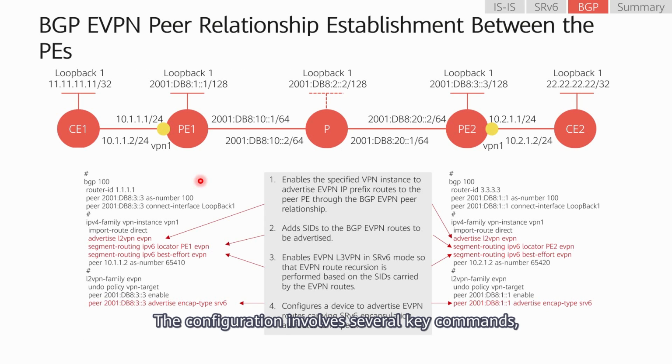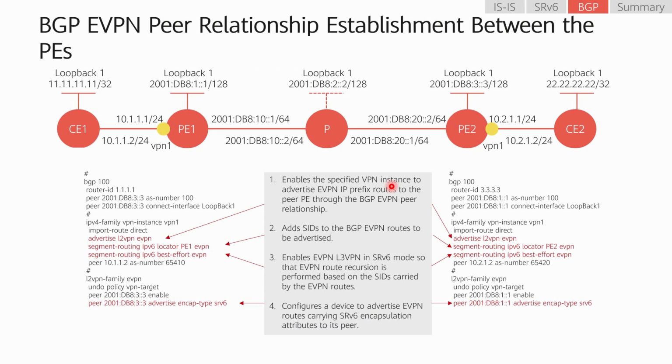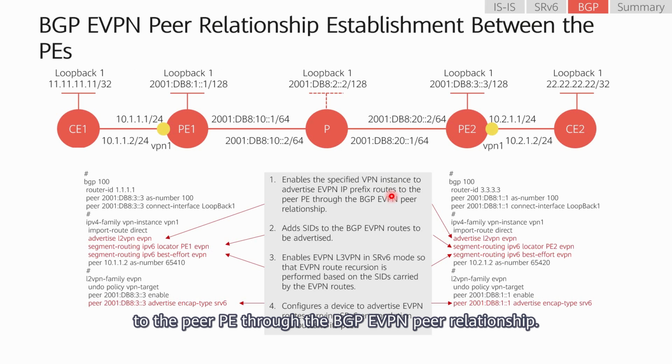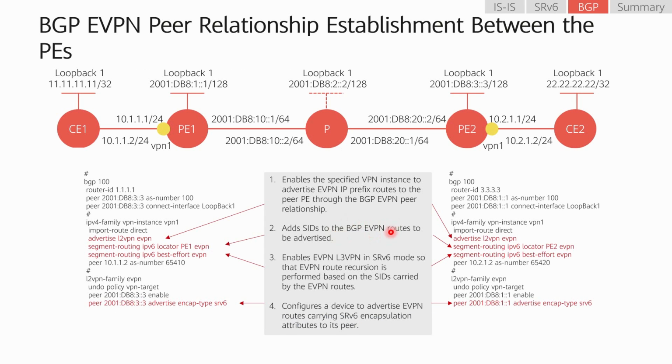The configuration involves several key commands, the first of which is used to enable a VPN instance to advertise routes. After this command is run, the routes of the specified VPN are advertised as Type 5 EVPN IP prefix routes to the peer PE through the BGP-EVPN peer relationship. The second command is used to add seeds to the BGP-EVPN routes to be advertised.